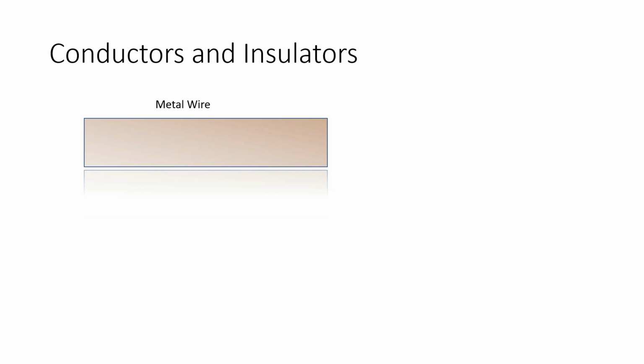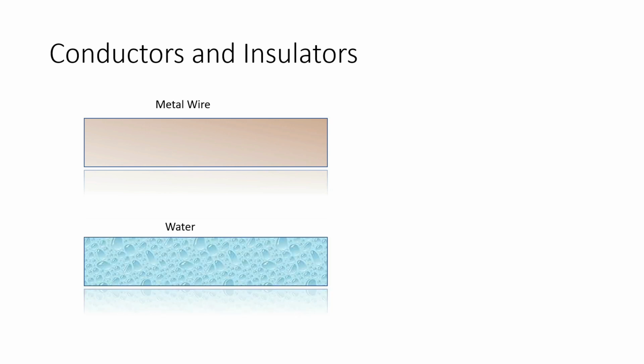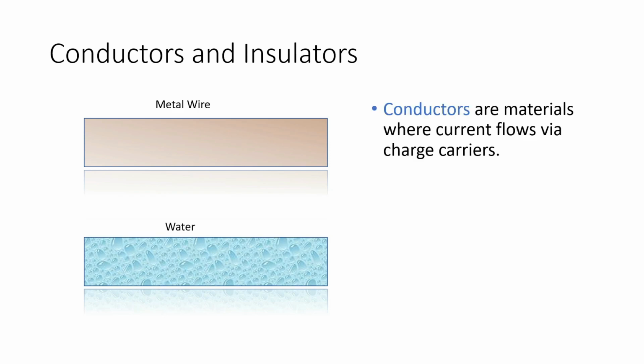And the first one is a metal wire, which is denoted as a rectangular kind of brownish box on the left side. And water. So you might not think of this as a conductor, but they're conductors and insulators in different ways. So first you might ask, what is a conductor?